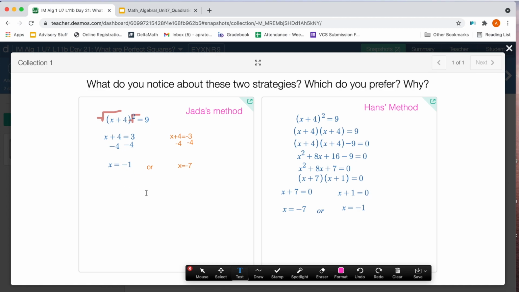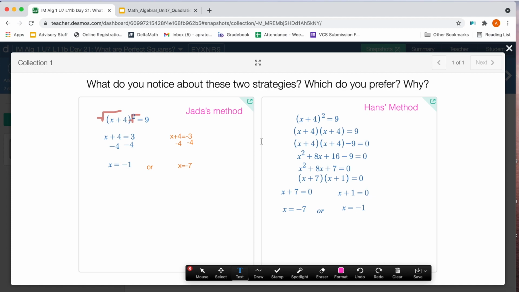Students might prefer Jada's method because it has fewer steps. It's easier not to make a mistake. It's a simpler method. It's faster. And then students will most likely prefer Han's method because they're more familiar with it. They might say it feels easier to me, it feels like I could do that method faster, it feels like it's less likely to make a mistake because I already know how to do that. Giving them that space to answer that question is going to further solidify their understanding.